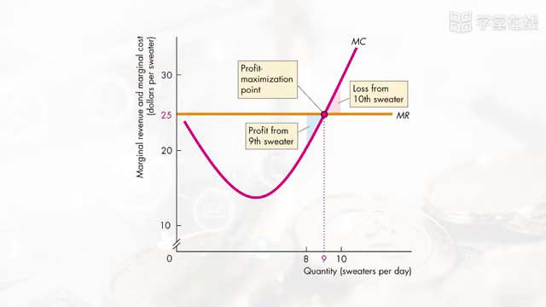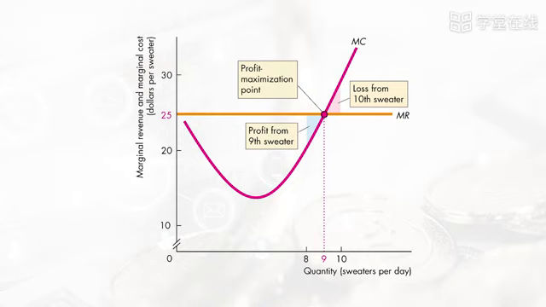So we know that at the intersection point, when MR equals MC and the output is 9, the economic profit is maximized. Any deviation from this point will reduce the economic profit. We can find this profit maximization point using MR equals MC, which is much more convenient than the total revenue and total cost analysis. So this is important. Please remember that.